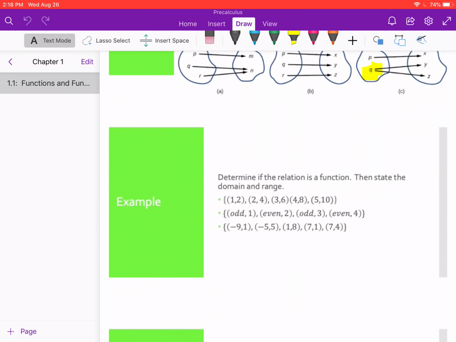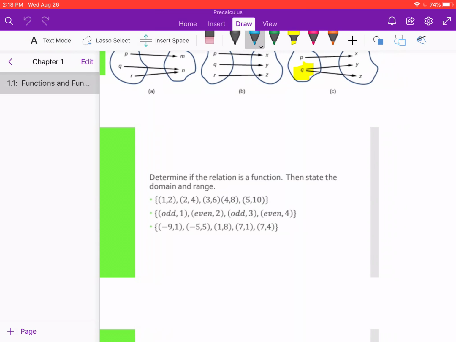Looking at this first one, this one is a function because all of our x values are different. So if we name our domain and range, for the domain I am just going to list all the x values: 1, 2, 3, 4, and 5. We're writing those in set notation. The range is going to be the set of all the y values: 2, 4, 6, 8, and 10.